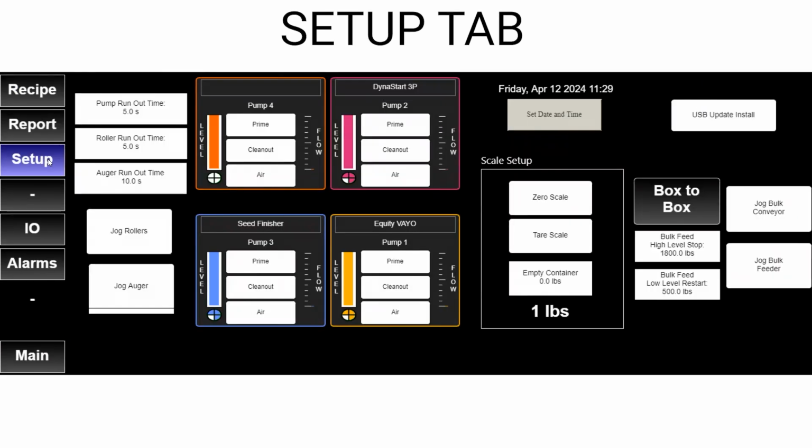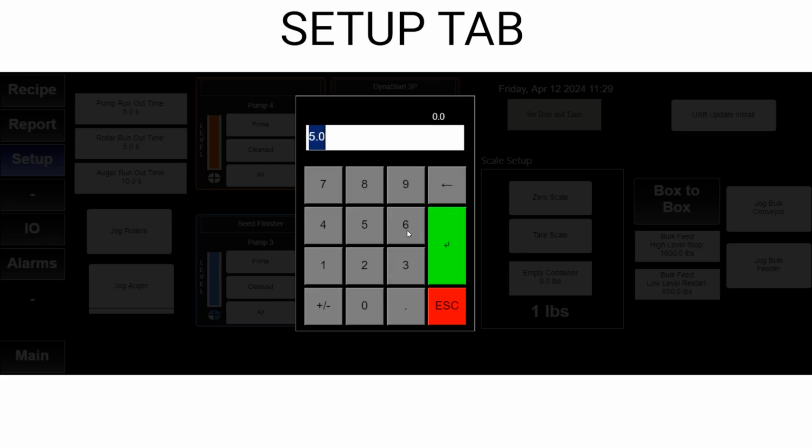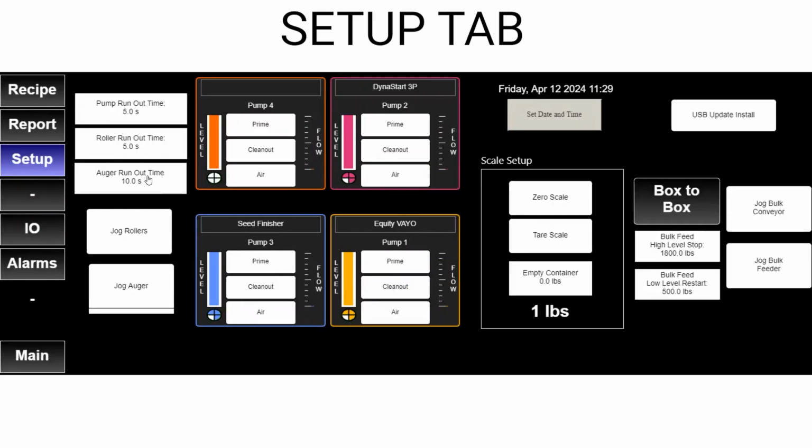On the setup screen, you'll find the runout timers and abilities to jog all motors, as well as adjust the scales. The pump runout time, roller runout time, and auger runout time happen in that sequence. The default settings for these are 5, 5, and 10 seconds.